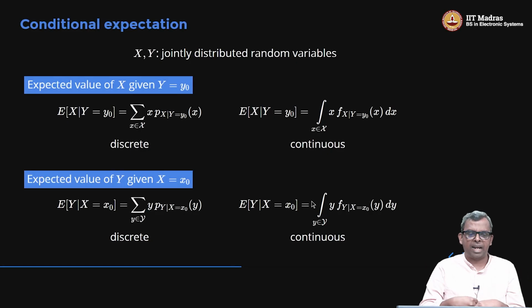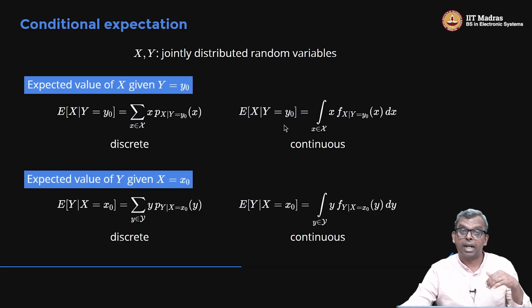You have jointly distributed random variables. We already know the conditional distribution. So the expected value of X given Y equals y naught is nothing but the expected value of X given Y equals y naught. Okay, how do I do this? You just sum over all values of x times P_{X|Y=y naught}(x) in the discrete case. What do you do for continuous? You integrate. Okay, so the expected value of the conditional distribution X given Y equals y naught is the conditional expectation given Y equals y naught. Expected value of X given Y equals y naught. Expected value of Y given X equals x naught.